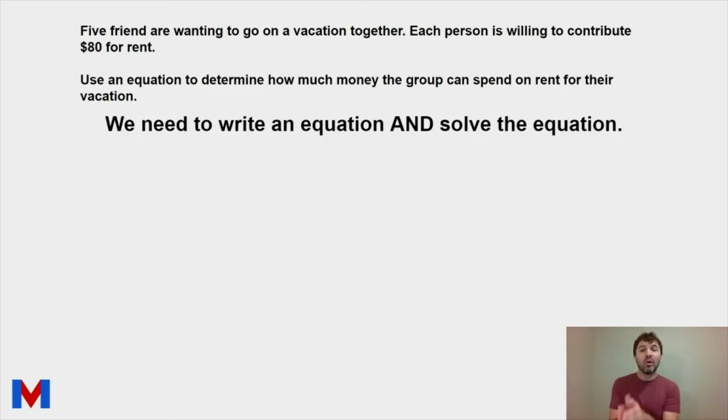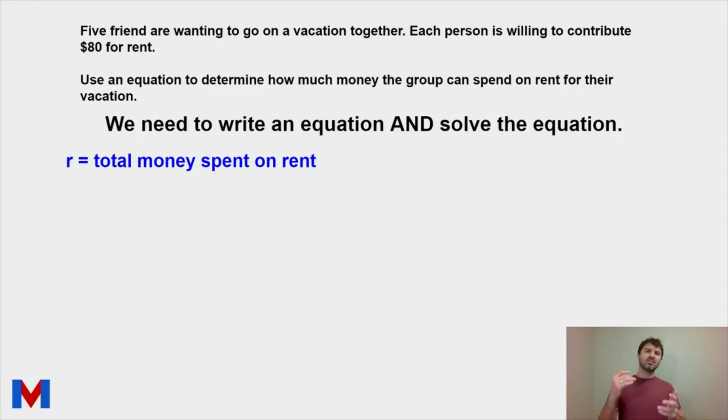And again, working with the equation, that means we need a variable. This time I'm going to use R for the total money spent on rent. I can use M for money, D for dollars, S for spent, T for total, X, Y, Z. It really doesn't matter, okay? They all represent the same thing, which is the total money spent on rent.